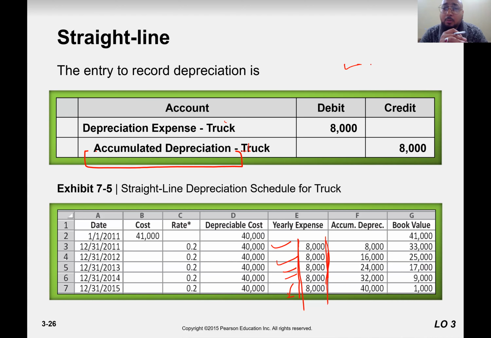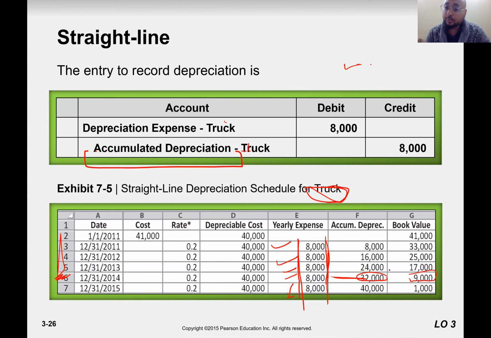So they want to know how much total depreciation is. And they want to know how much of the life of the truck, in this case, we have consumed, and how much life of the truck is left, whether it's time to replace the truck or not. So for example, if we are here at year 6, the accumulated depreciation becomes 32,000 and the value of the truck right now is 9,000.